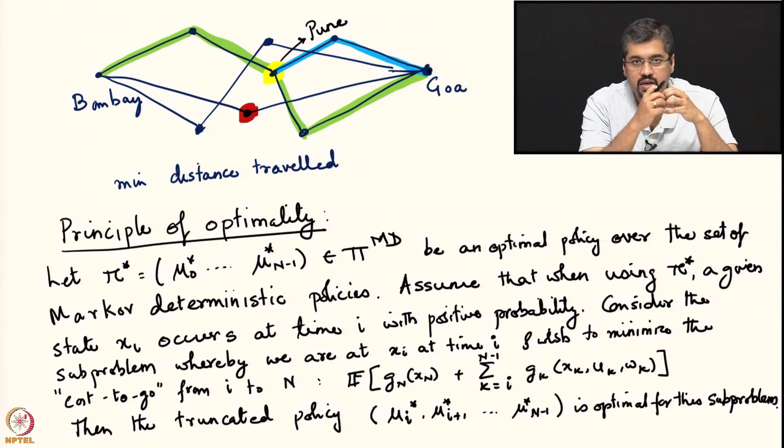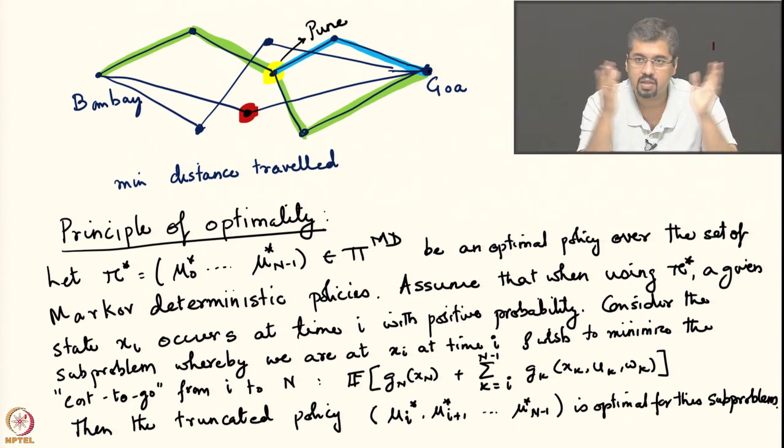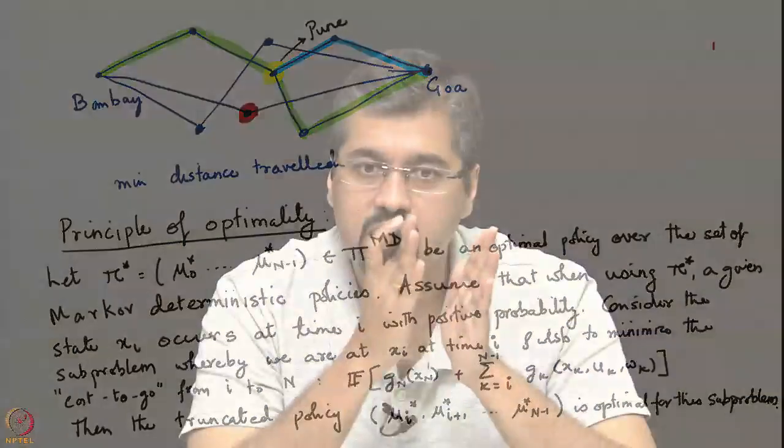Okay. So, what we are doing is synthesizing the optimal cost by using intermediate costs, which are these costs to go for each stage. Okay. Details of this in the next part.